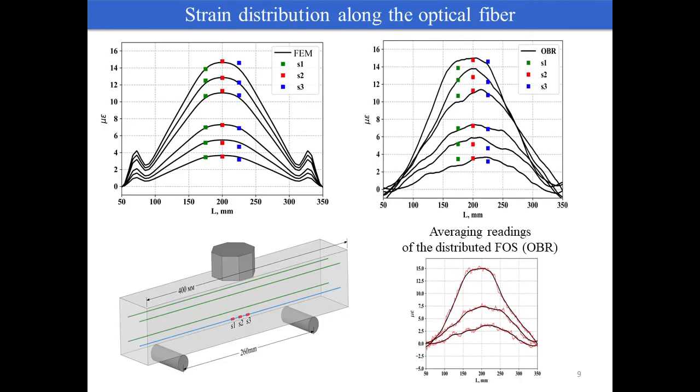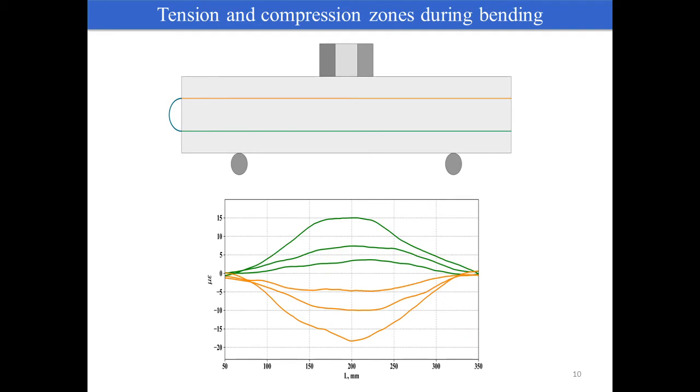In the slide, the strain distribution along the optical fiber is shown. At the left picture, the solid line shows the strain distribution at different load levels along the line of the optical fiber embedded in the material, obtained using the finite element method. At the right picture, the solid line shows the strain distribution at different load levels along the line of the optical fiber embedded in the material, obtained using distributed FOS. The points correspond to fiber Bragg grating sensors. Operability of distributed fiber optic sensors is shown in the slide in tension and compression zone during bending test.